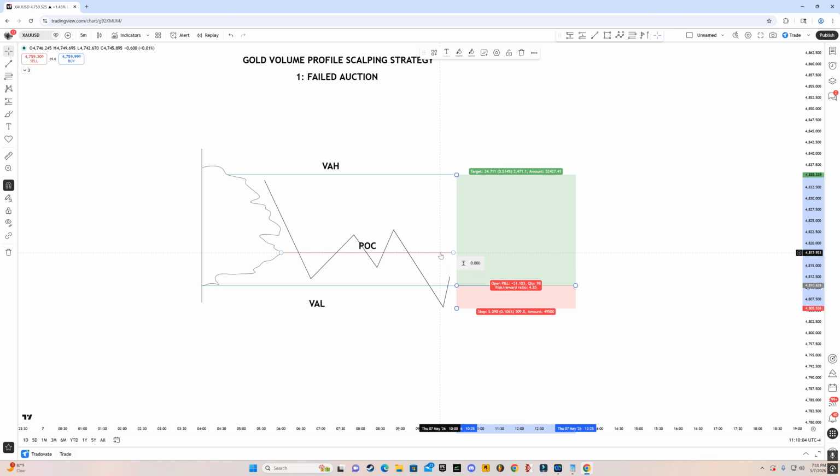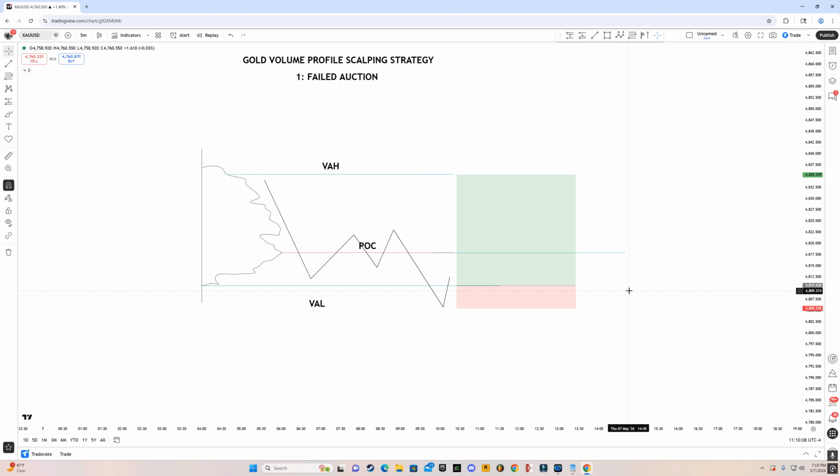But the point of control is an extreme red zone. So you're either going to go break even here or secure one partial, because price can reverse from the point of control, okay? And this is called a failed auction setup.